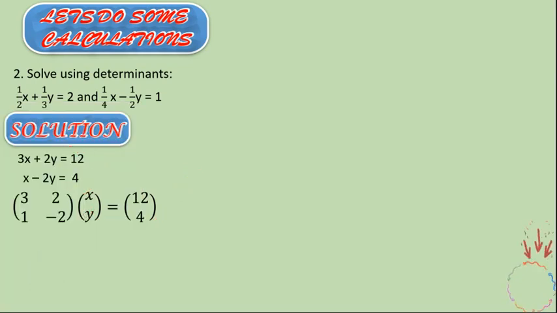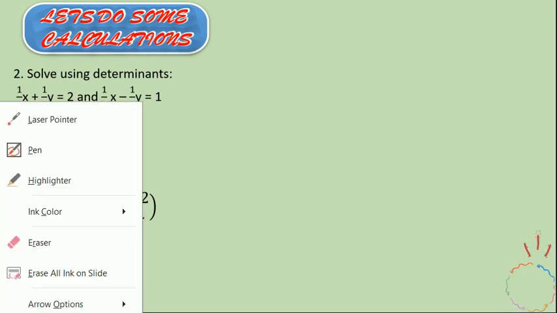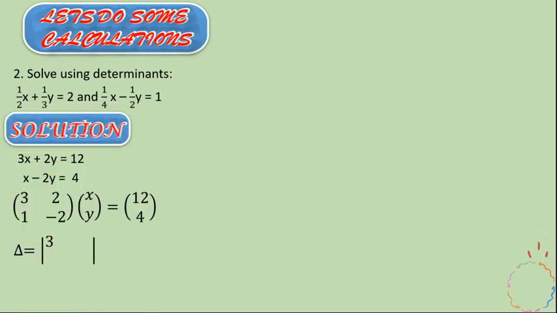Remember the steps. So the first step here is to find the determinant of this. So that's the first step there, to find that determinant. So we are going to now write the equation, we have that. Then multiply this, which is minus 6. Multiply this, which is minus 2. Then that means the determinant of this equation is minus 8.